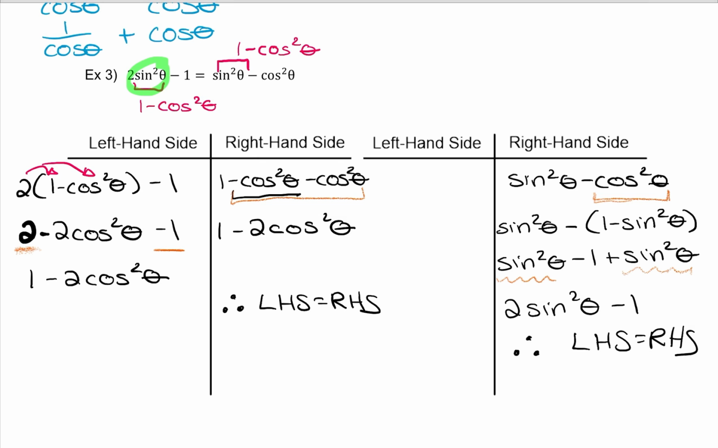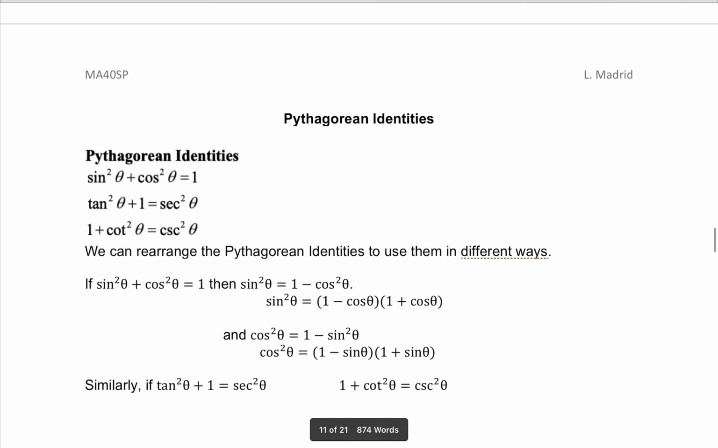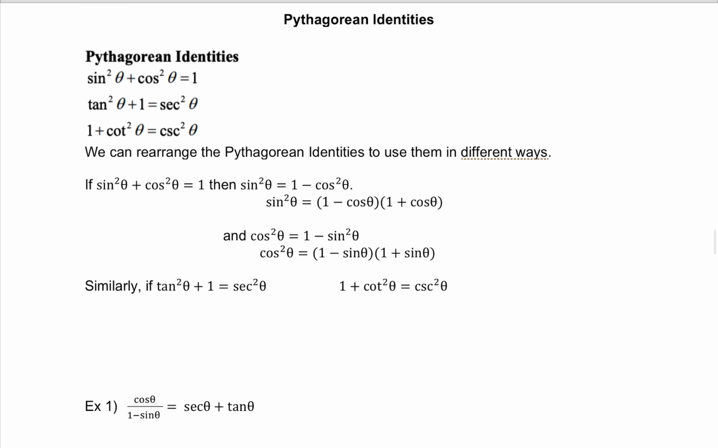Okay, so hopefully you're starting to get a bit of a feel for what you're looking for. We're going to keep going. We're going to just start to incorporate some more of our identities. Okay, so we're going to go back to these Pythagorean identities, and we're going to talk a little bit more about the rearranging. So we've already talked quite a bit about the fact that if sine squared theta plus cos squared theta is 1, then we can rewrite it to get sine squared by itself, or we can rewrite it to get cos squared by itself.